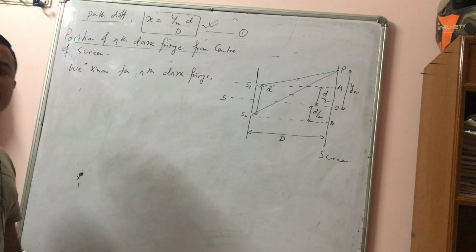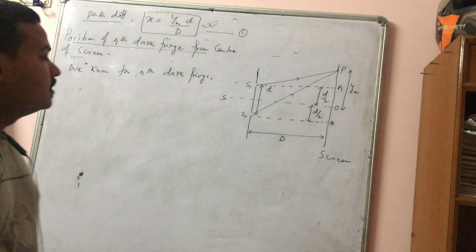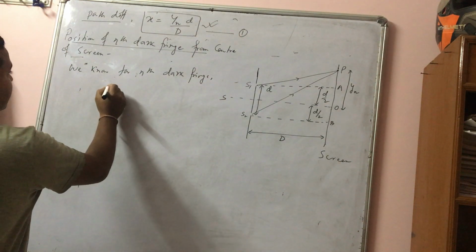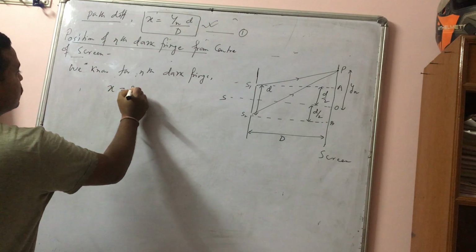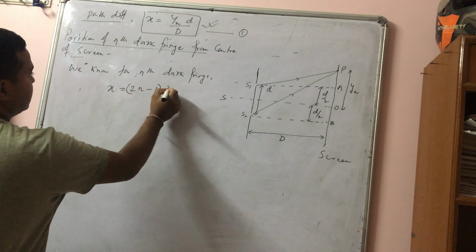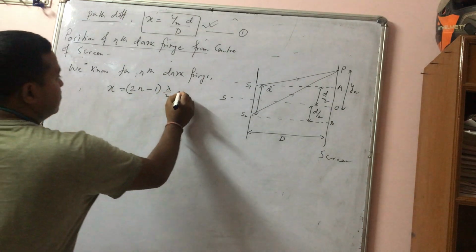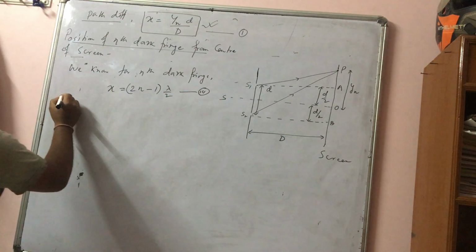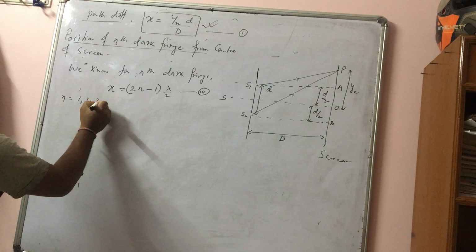Okay, so dark fringe means what? It is a destructive interference. So for the nth dark fringe, we know the path difference I have already discussed. It is an odd multiple of lambda by 2, that is (2n minus 1) lambda by 2. Here n equals what? 1, 2, 3, like that.